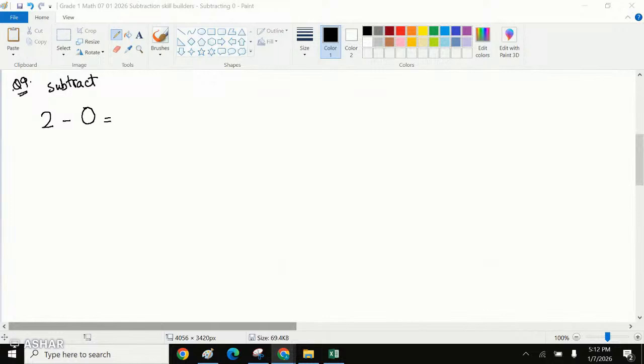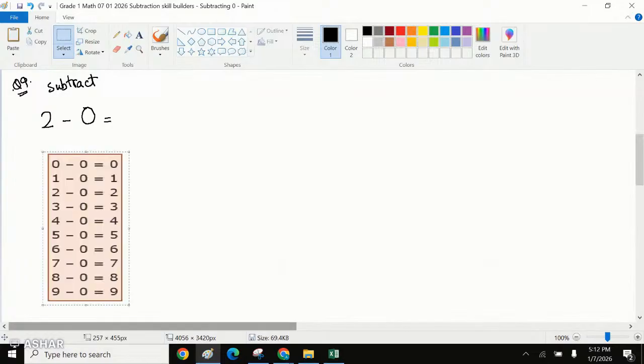If I had 2 of the pencils and I did not use any of the pencils yet, so I still have, how many pencils will I have? I will still have the 2 pencils, right? Because we know the rule. Thank you so much for the answer. We know the rule that whenever we subtract a 0, the number does not change because we are not removing anything.